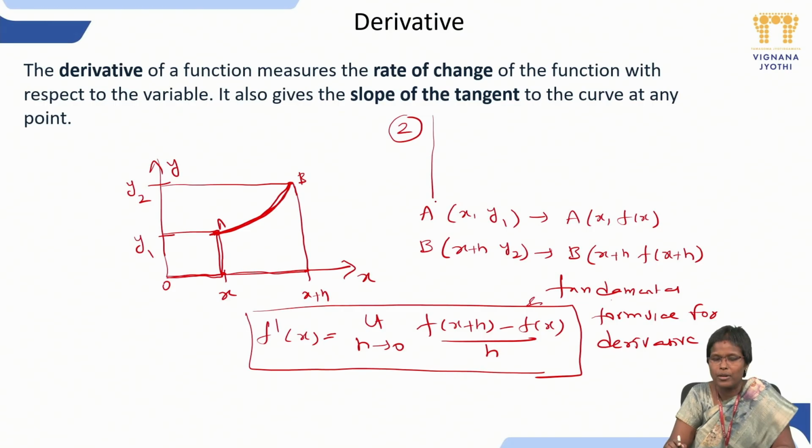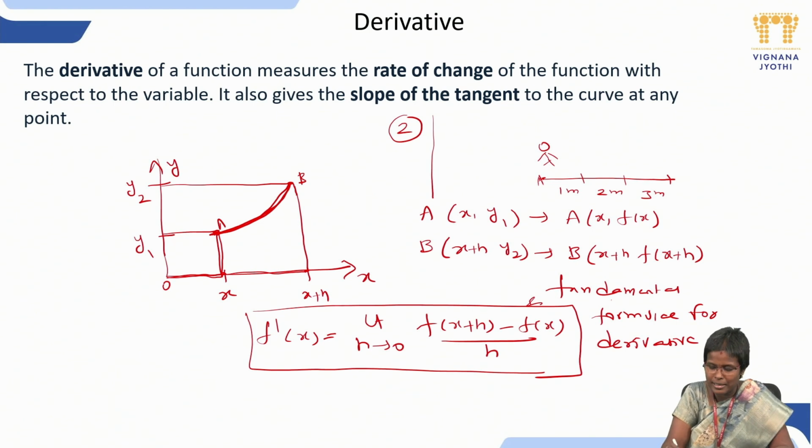Suppose initially a person is here. This is the distance: this is 1 meter, this is 2 meters, this is 3 meters. Initially the person is at this starting point. After 1 second, the person covers 1 meter. After another 1 second, the person covers another 1 meter. And again after 1 second, the person covers another 1 meter.